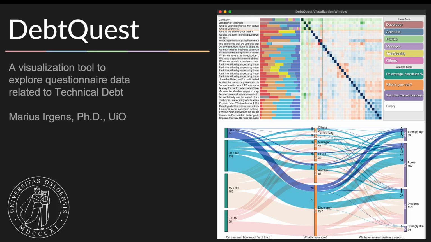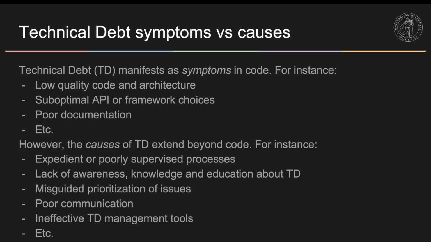This is a presentation of DebtQuest, a visualization tool that lets you explore questionnaire data related to technical debt. Technical debt manifests as symptoms in code. For instance, low quality code and architecture, suboptimal API or framework choices, poor documentation, and so on.